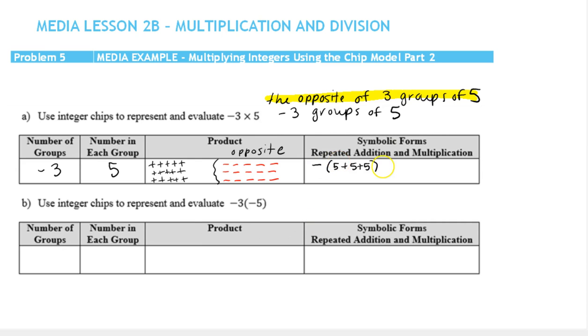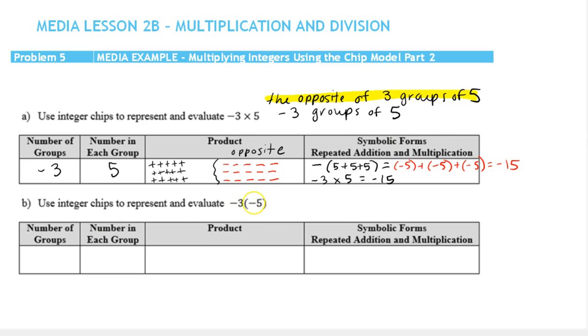Notice that this was equal to this result, which is 3 groups of -5 added together, which equals -15. Okay. Now writing this as multiplication, we'd say -3 times 5 equals -15. Let's look at the next one.